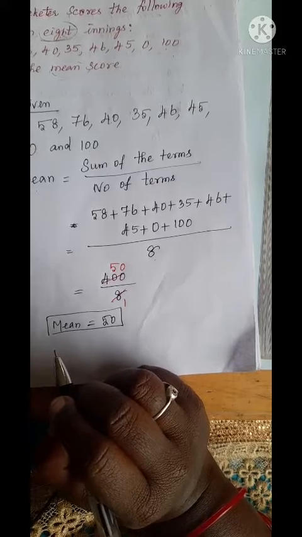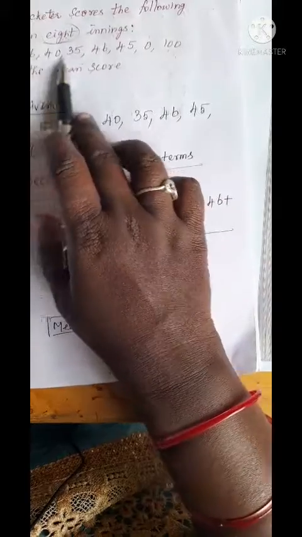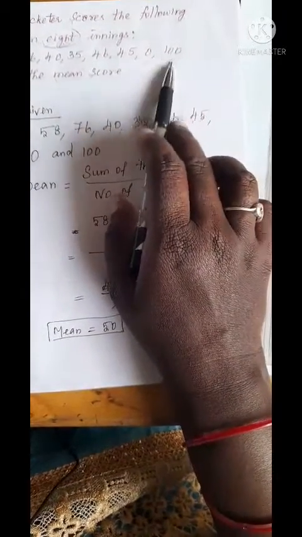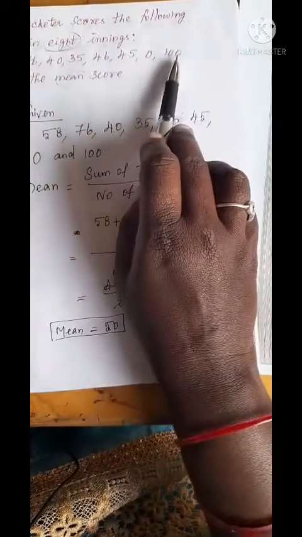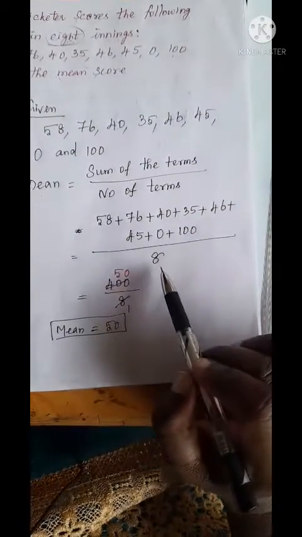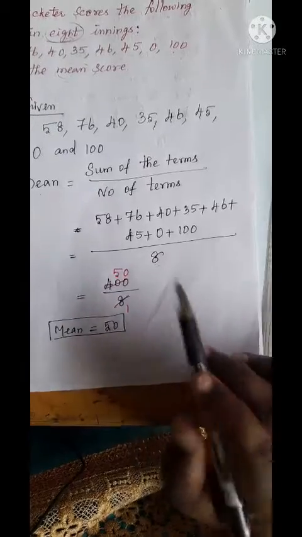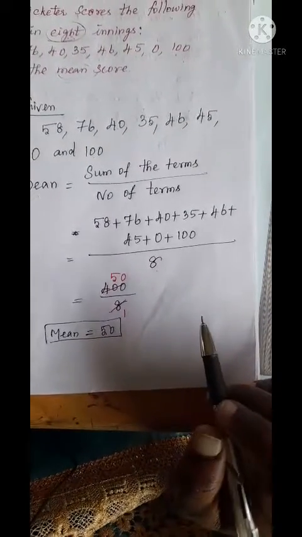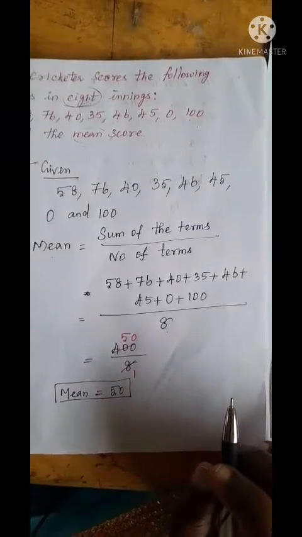Find the mean score. The cricketer scores the following runs in 8 innings. So they gave the inning scores. First inning 58, second inning 76, like that they gave up to 8 innings. So for this you need to find the average. You need to add all the innings runs and divide by the total number, divided by 8. When you are simplifying, you will get the answer as 50. So the mean score is 50. Next question.